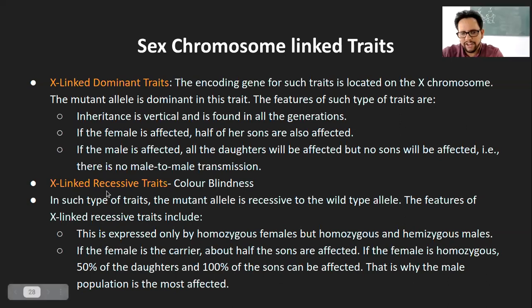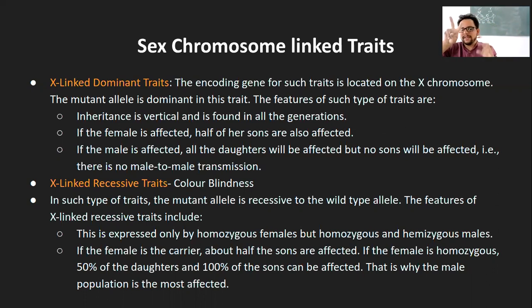So X-linked recessive traits will be expressed only by the homozygous female, which is carrying both the recessive alleles of the X-linked chromosome, while hemizygous males carrying the allele will show the trait. Now, if the female is a carrier, about half of the sons are affected. So the possibilities: let's say she will have two sons, the Y chromosome can fuse with one of the X from the female and the other X from the female. So the possibility is having two sons.